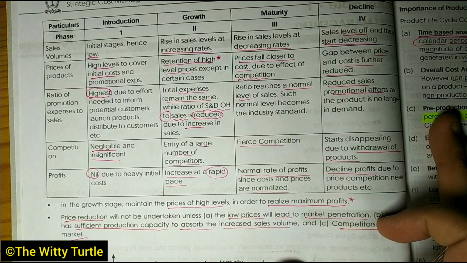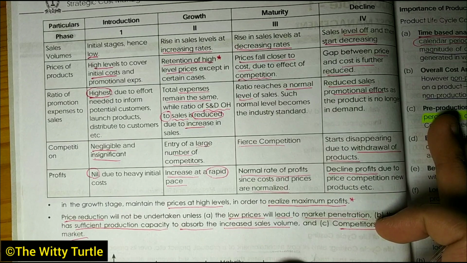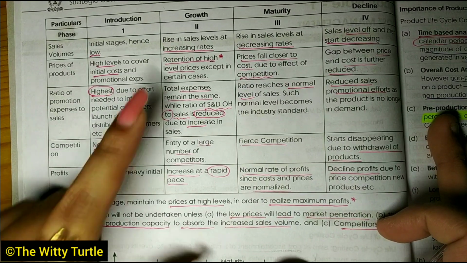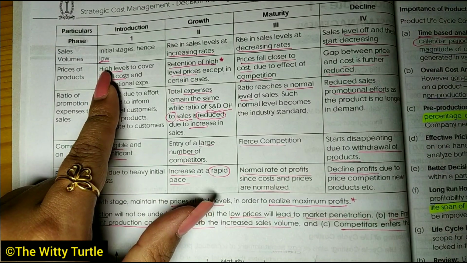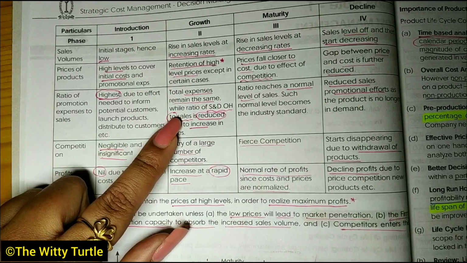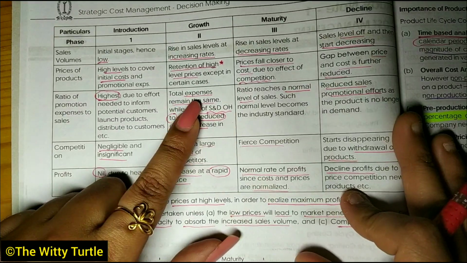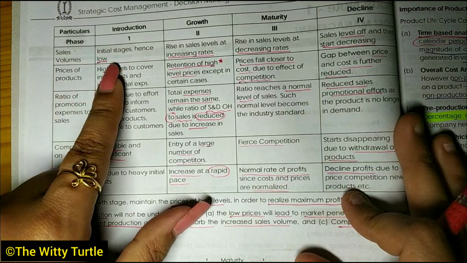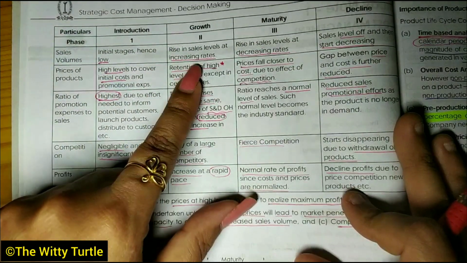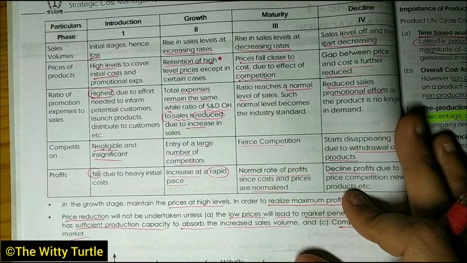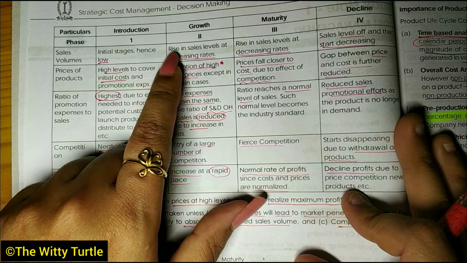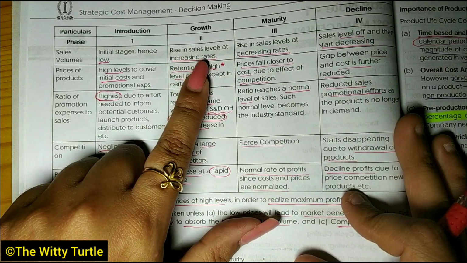In the initial stage where the product is freshly introduced in the market, the sales volume is generally low. Why? Because there is not much awareness about the product in the market. So the sales level is generally low. In the growth phase, what happens? The sales level increases at an increasing rate, right? You can find a rise in sales level at increasing rates.